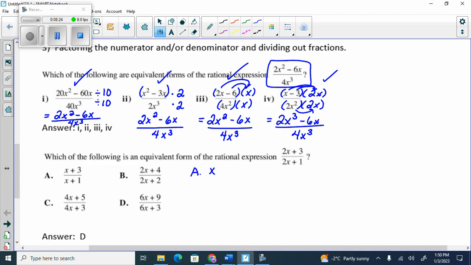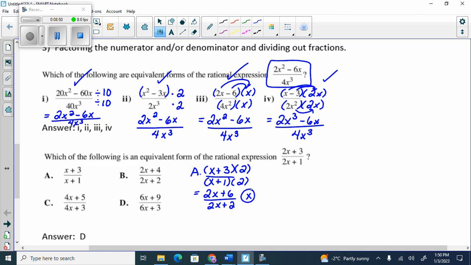So I have x plus 3 over x plus 1. I need it to be 2x plus 3, so I'm going to have to multiply by 2. If I do the top, I have to do the bottom. So I'm actually going to get 2x plus 6 over 2x plus 2, which does not match. So it's not equivalent.